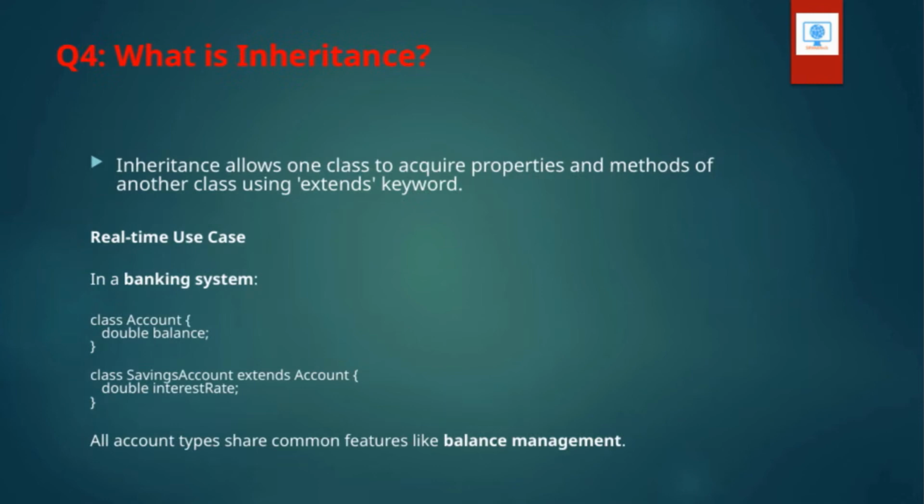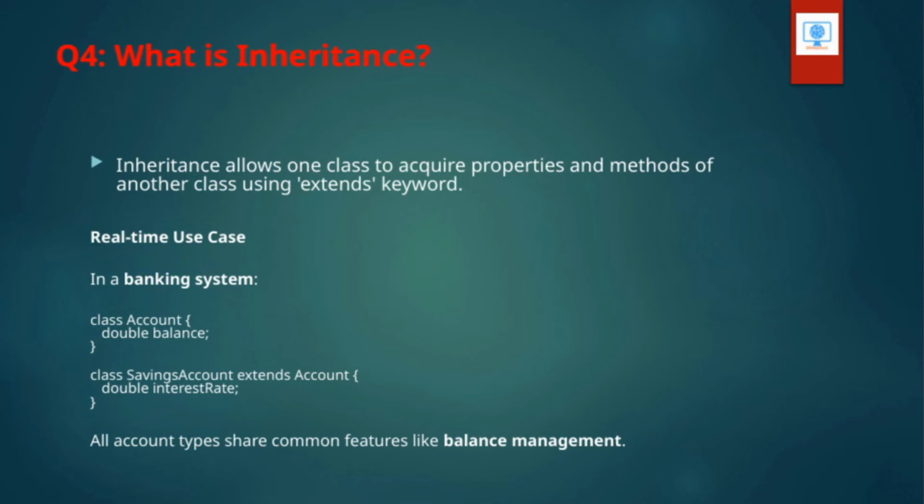Inheritance allows one class to acquire properties and methods of another class, using the extends keyword. Think of it as a way for a new class to build upon an existing class, gaining its features automatically. In the real world, this is especially useful in systems like banking.